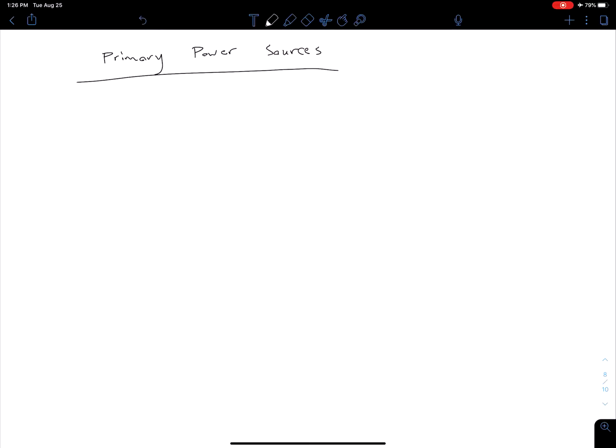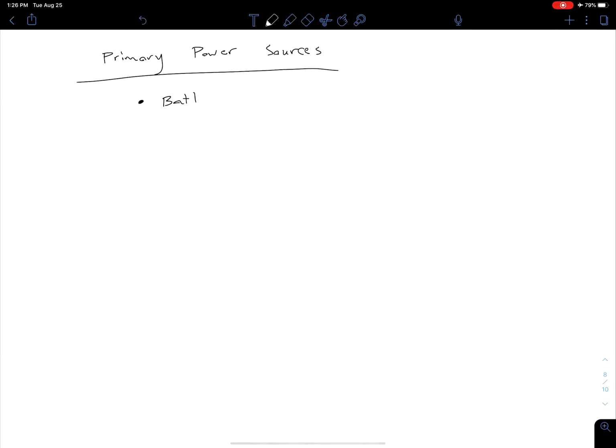So one other thing that I want to discuss in passing before we get into the meat of our power supplies is our primary power sources. If we think about our simple diagram that we've looked at in previous videos, with our box that's our power supply, we're talking about what things are giving us power on our left side. So where is our power coming from?